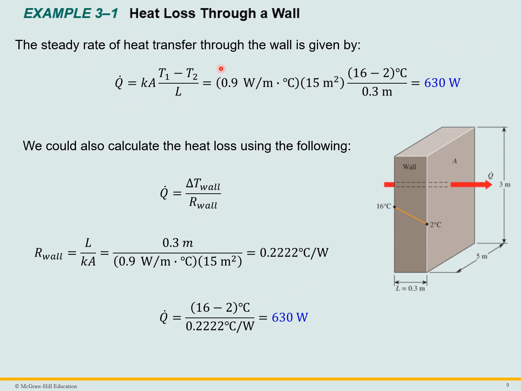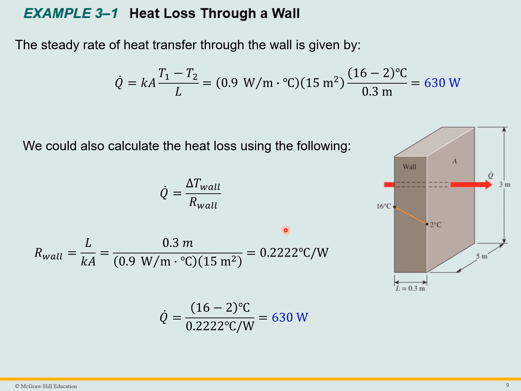So here we can use our thermal conductivity equation, K A delta T over L. So we're given what K is, we're given what A is, delta T, we're told what the temperature differences T1 and T2 are, and the wall thickness is 0.3. So we calculate and we get 630 watts.